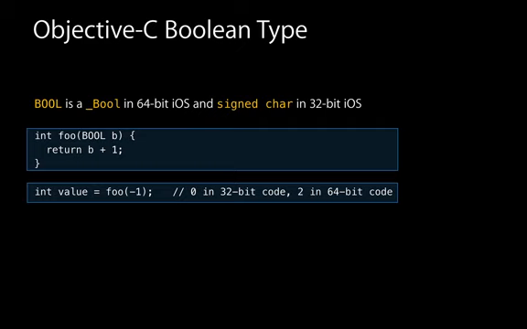Previously, it's been a signed char. And sometimes our code as well, not just yours, would put values into the Boolean type that weren't strictly Boolean. Now the compiler is going to be taking advantage of this type definition. So what can happen is that if your code does that, the results between 32-bit iOS and 64-bit iOS may differ. So if you start seeing some odd behaviors with Booleans, this is something to look out for.